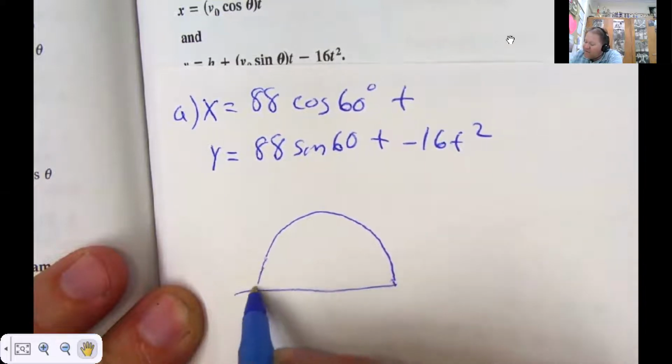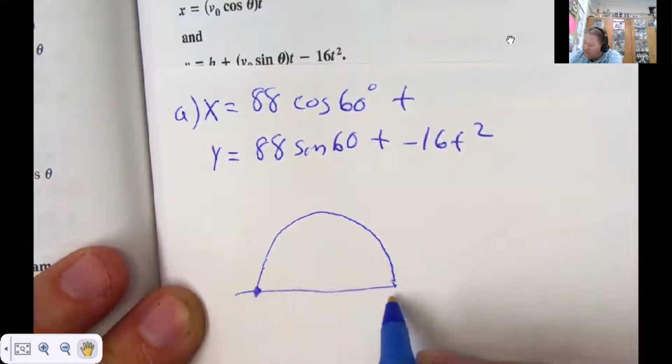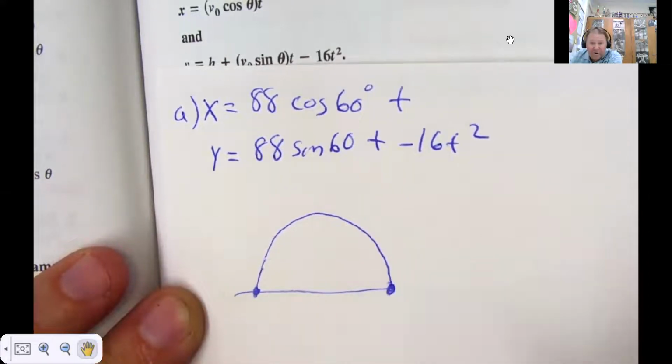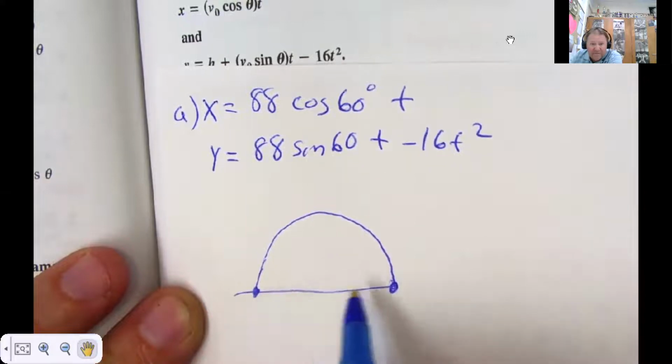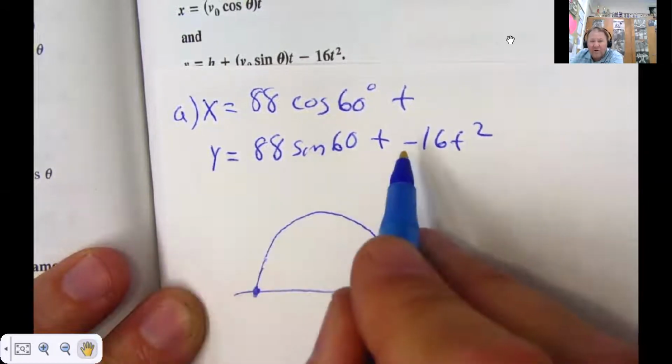It's going to have a height of 0 at time equals 0. And it's going to have a height of 0 at some other time that we want to know. But once it reaches its final point, the height is going to be 0 right here, right? So what if we set the height to 0 and solve for t?